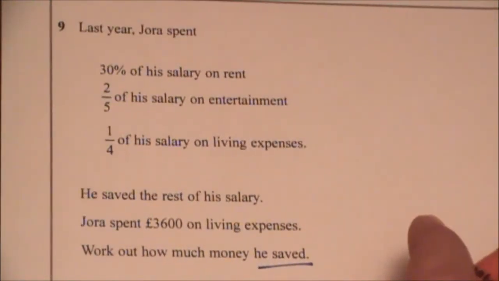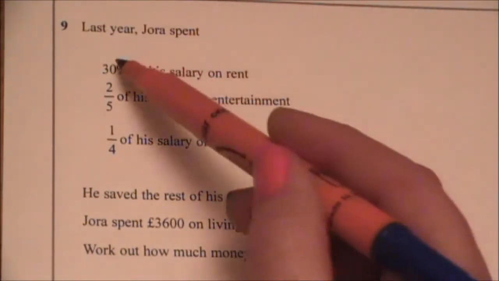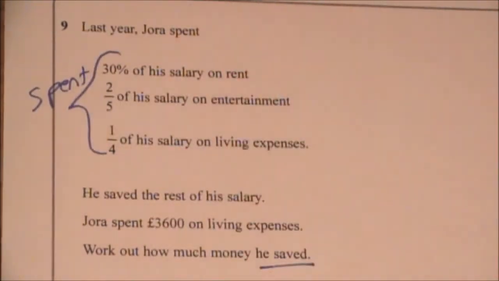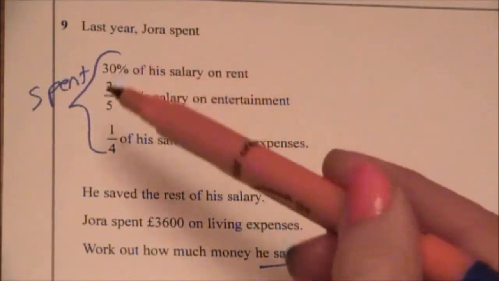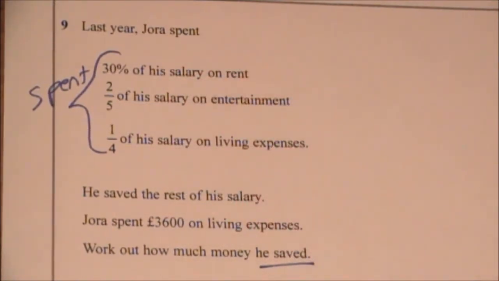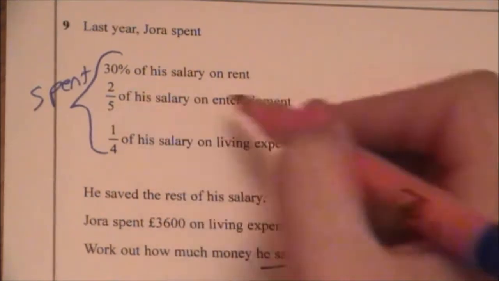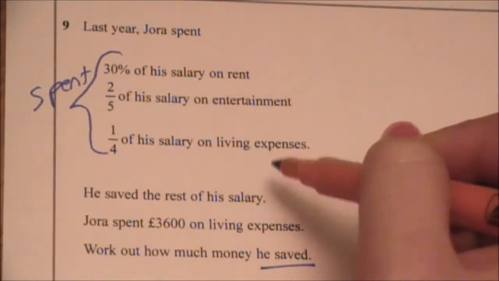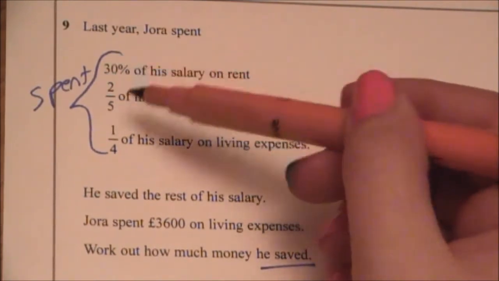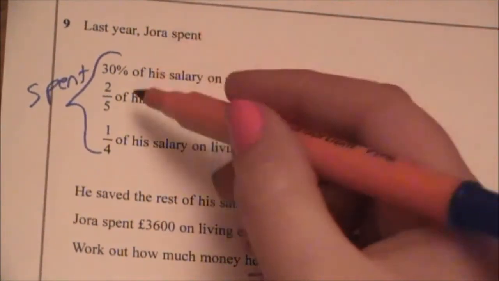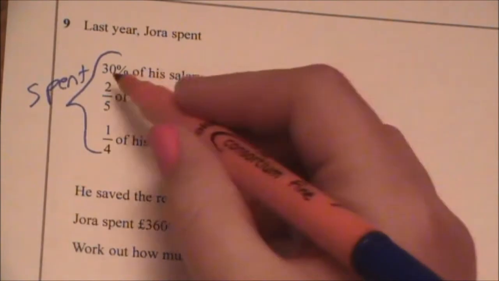Okay, so the point of this question, by the end, I want to know how much he saved. Now, all this gives me is what Yora has spent. So in order to know how much he saved, I need to first of all find how much he spent. And it doesn't necessarily have to be in money. Proportionally is enough. So Yora spent 30% of his salary on rent, 2/5 on entertainment, 1/4 on living expenses. I don't like the fact that there's a percentage there and 2 fractions. I can't work with things when they're not in the same format. So I'm going to put these as fractions.